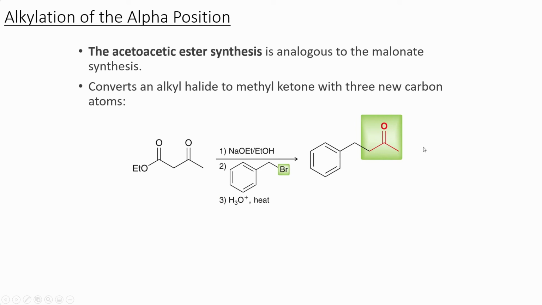The acetoacetic ester synthesis is analogous to the malonate synthesis, and this will convert an alkyl halide to a methyl ketone. So in this case, we will obtain 3 additional carbon atoms. We begin the sequence the same way: create the enolate, do our alkyl halide, and then use acid and heat to decarboxylate to yield the final product. So depending on whether we use the acetoacetic ester or the malonate, we can obtain 2 additional or 3 additional carbons.